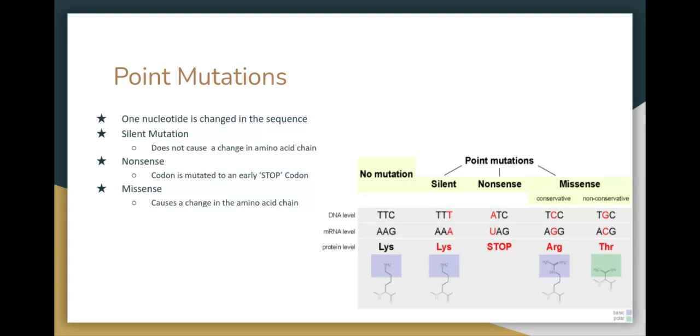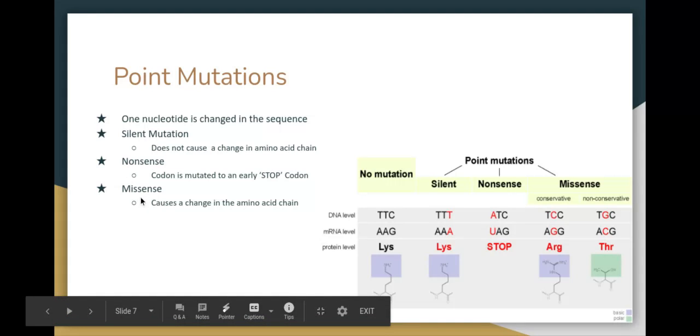So the first type is a silent mutation. That's where the nucleotide is mutated, but that doesn't change which amino acid is coded for. And the next is nonsense mutation, where the codon is mutated to an early stop codon. So if we remember from last time, we learned about how DNA knows when to stop coding for amino acids because of the stop codon. That is, whenever UAG comes up in a chain, that's where it stops coding for amino acids and just flies away.